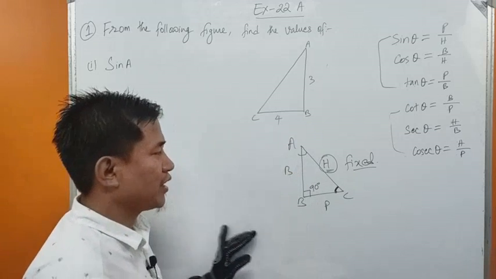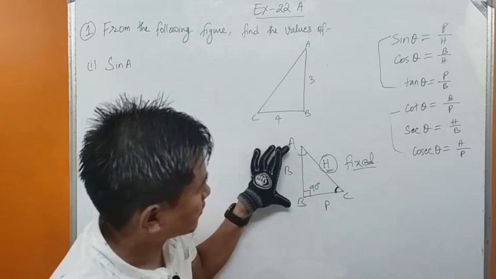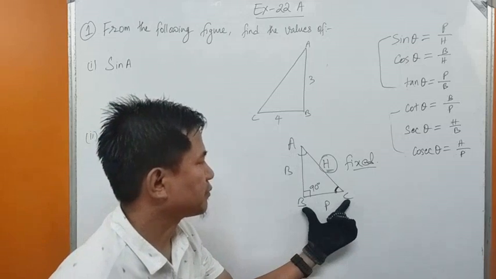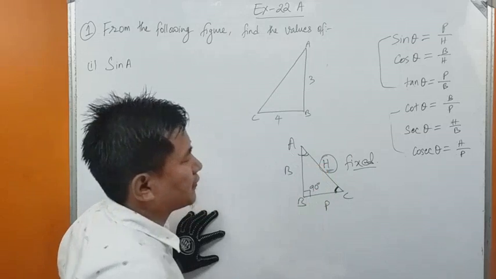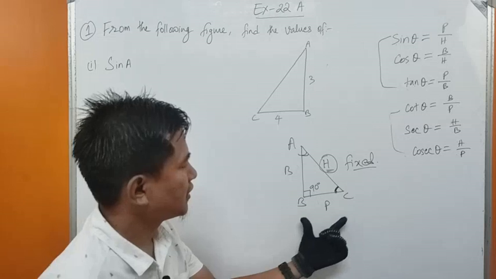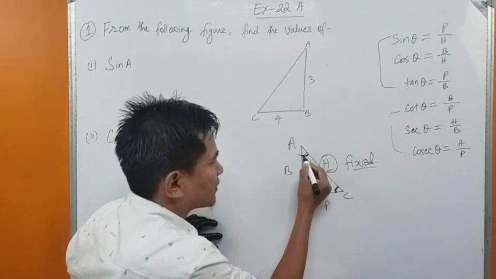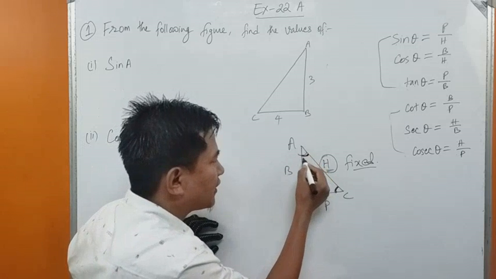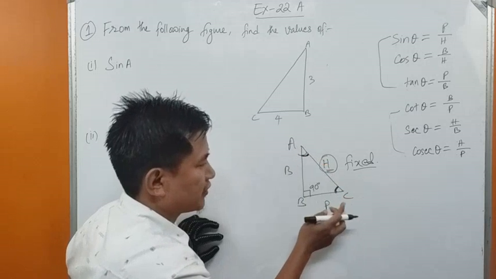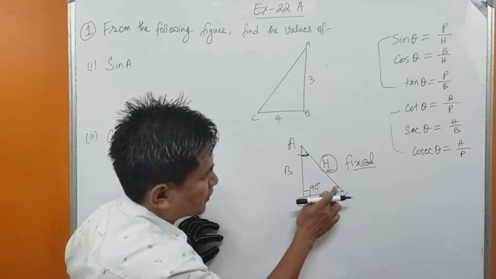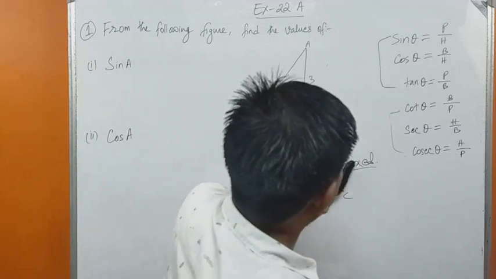Are you getting me? If you talk about this angle, BC becomes base, AB becomes perpendicular. But if you talk about angle A, AB becomes base, BC becomes perpendicular. The side containing the angle becomes base, and the other side is always the hypotenuse, and the remaining side is perpendicular, of course, isn't it? So I hope you got this.